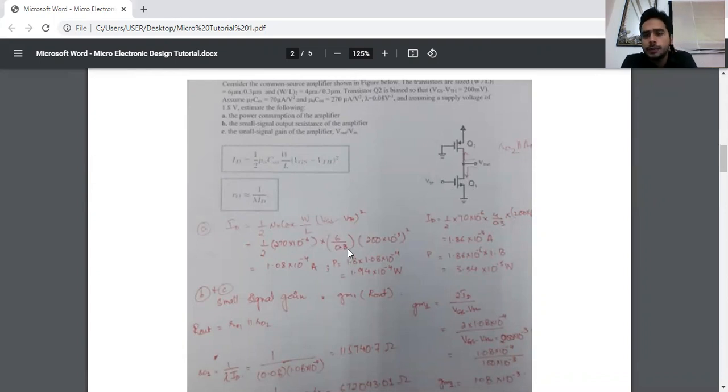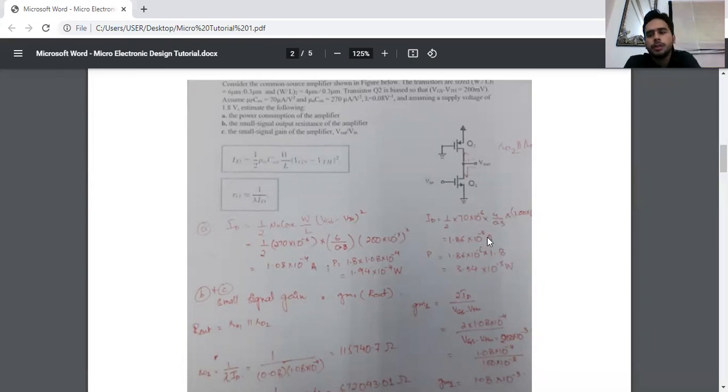Micro sign is cancelled out, and then we get the overdrive voltage, which comes out to be 200 into 10 power minus 3, which is provided at the top of the question. We get a current of 1.08 into 10 power minus 4, and similar is the case for ID2, which we get for the PMOS.